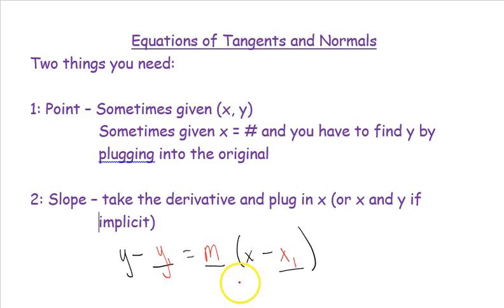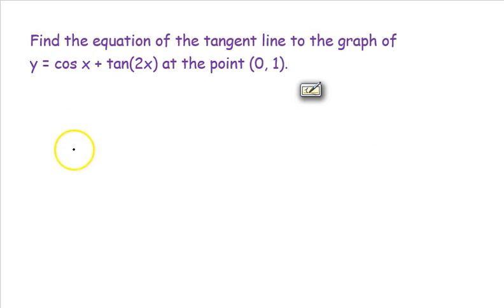Occasionally with multiple choice questions, you'll need to solve it for y and get it into slope-intercept form, y equals mx plus b. Okay, so now I'm going to do a basic example with you. And this example says, find the equation of the tangent line to the graph of y equals cosine x plus tangent 2x at the point (0, 1).